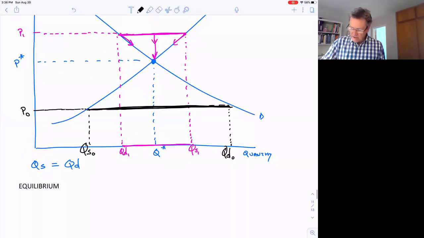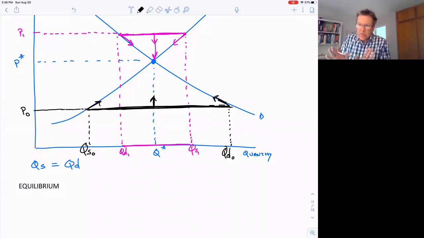And as the price starts to rise, the shortage gets smaller. There's a movement along the demand curve. The price starts to rise, and there's a movement along the supply curve. Price starts to rise, the quantity that people want to buy decreases. The quantity that the sellers want to supply increases.